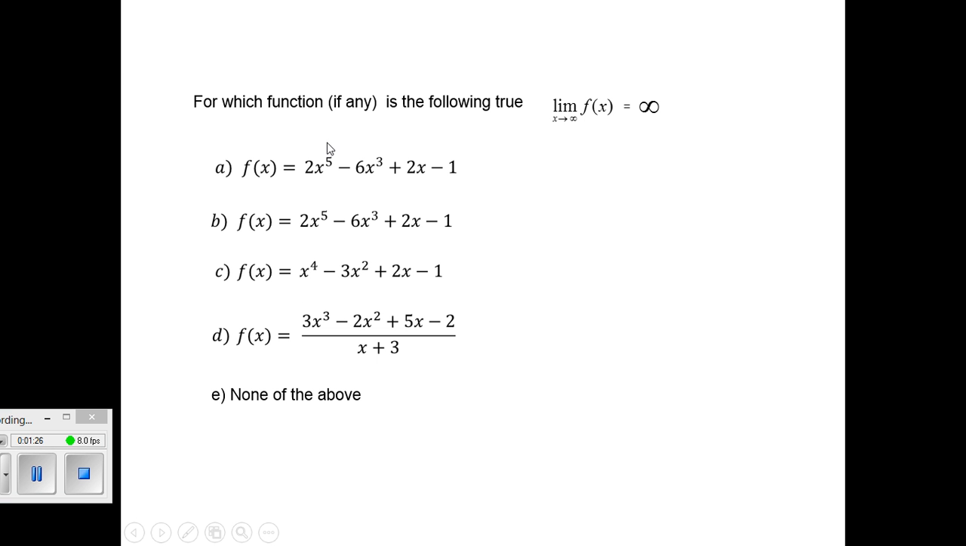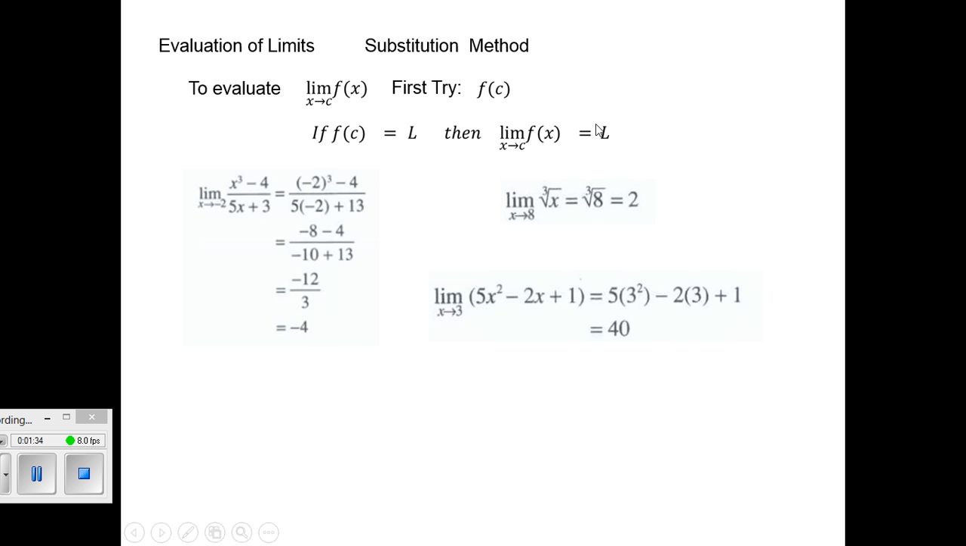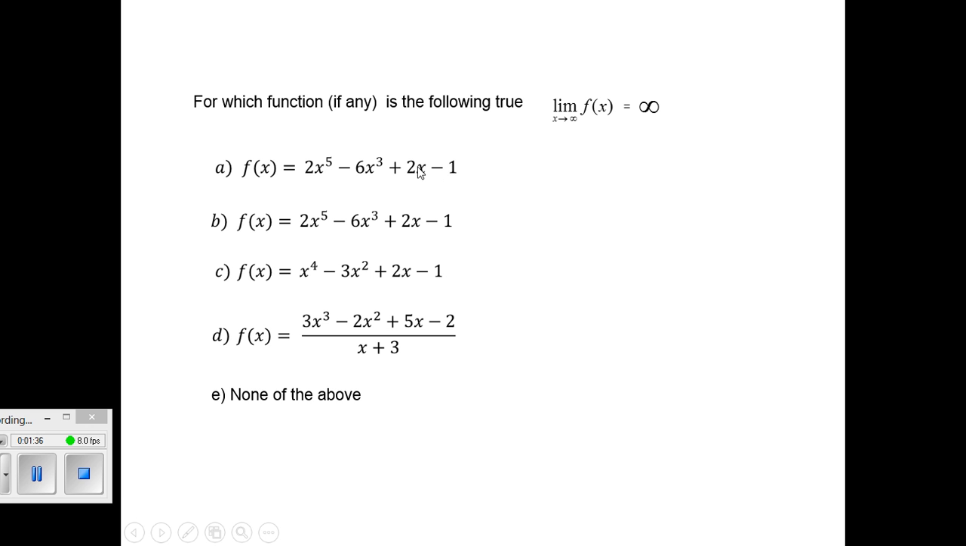All right. For which function is the following true: the limit as x approaches infinity equaling infinity? Well, again, this is asking the end behavior of the function. And the end behavior of polynomial functions, either one end rises and one end falls when it's an odd power. Looks like A and B are the same problem, but regardless, the limit as x approaches infinity for this 5th degree polynomial is rising on the right. So is the 4th degree polynomial rising on the right.